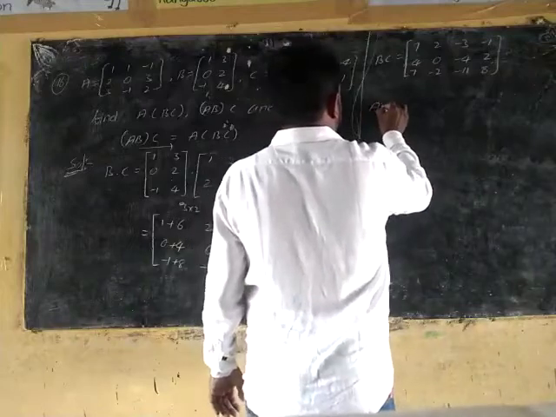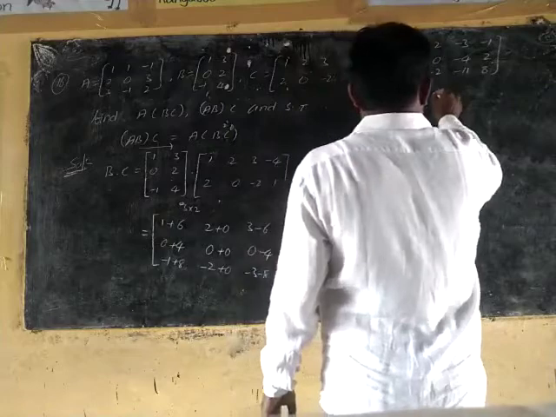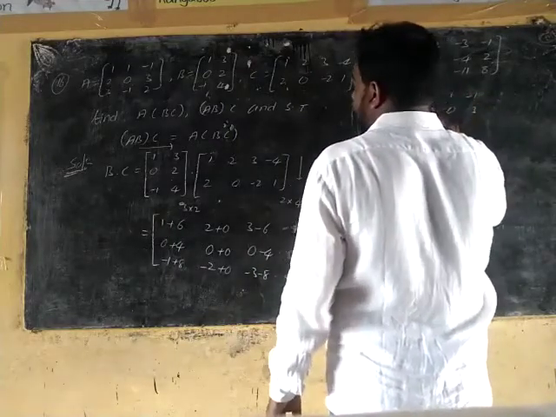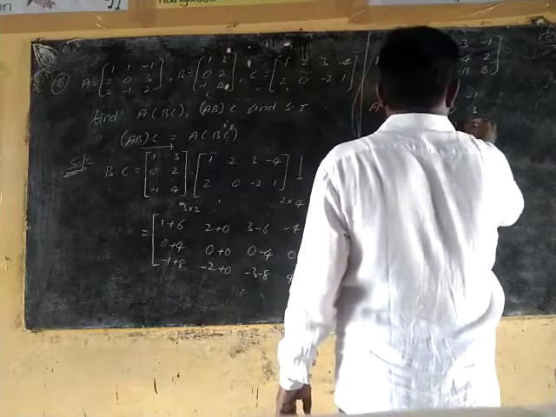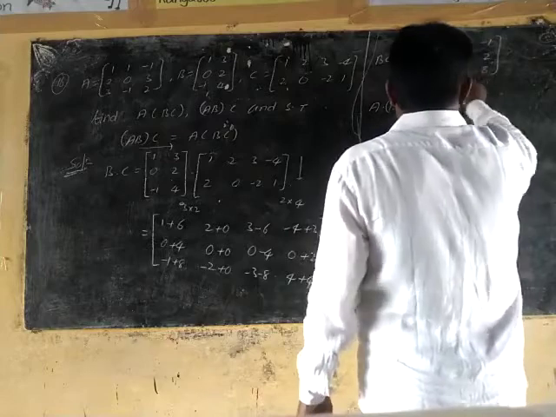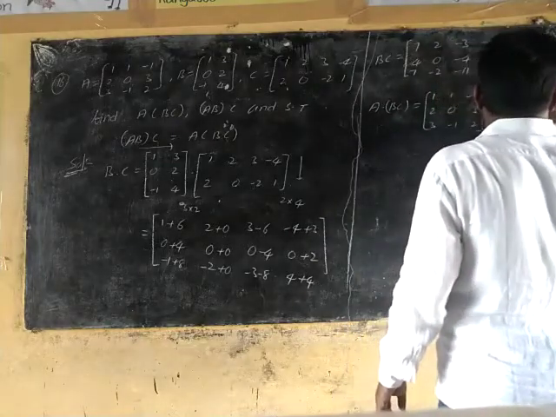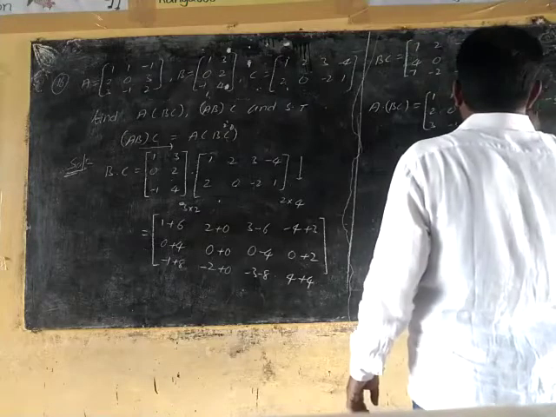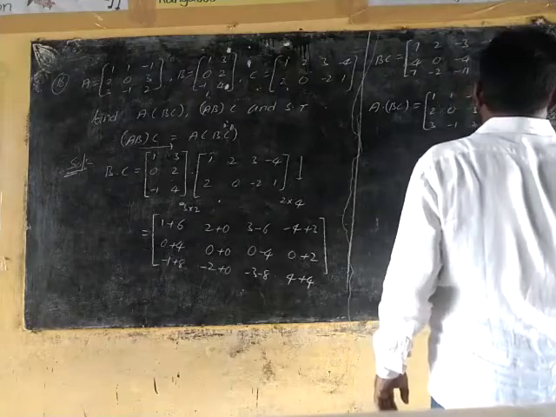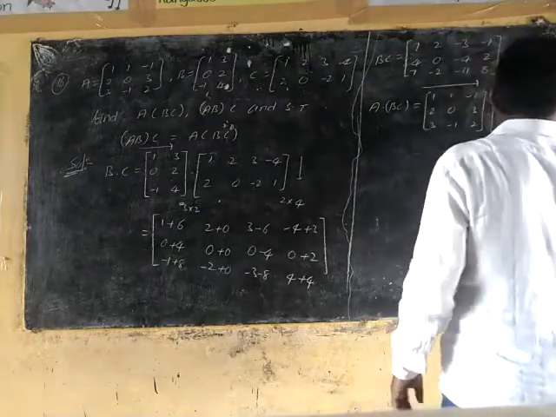Now A into BC. What is the matrix A? [1 1 -1; 2 0 3; 3 -1 2] into the BC matrix, which is [7 2 -3 -1; 4 0 -4 2; 7 -2 -11 8]. Now the rows into columns product.